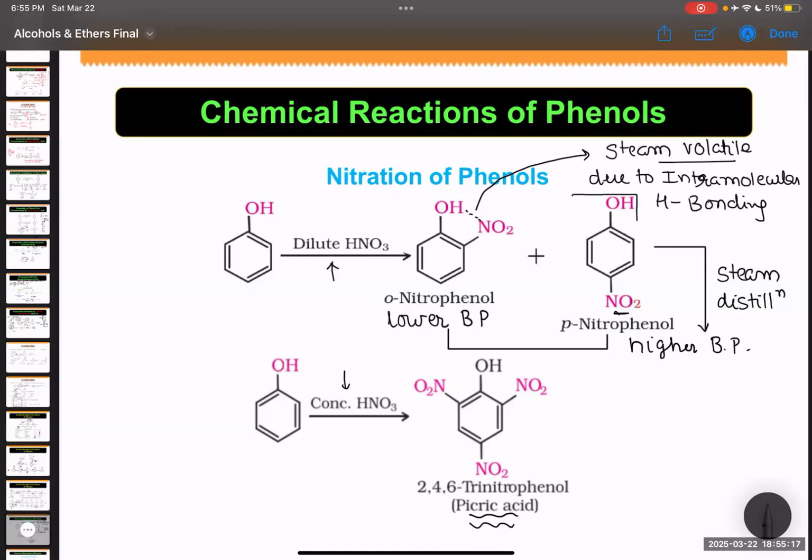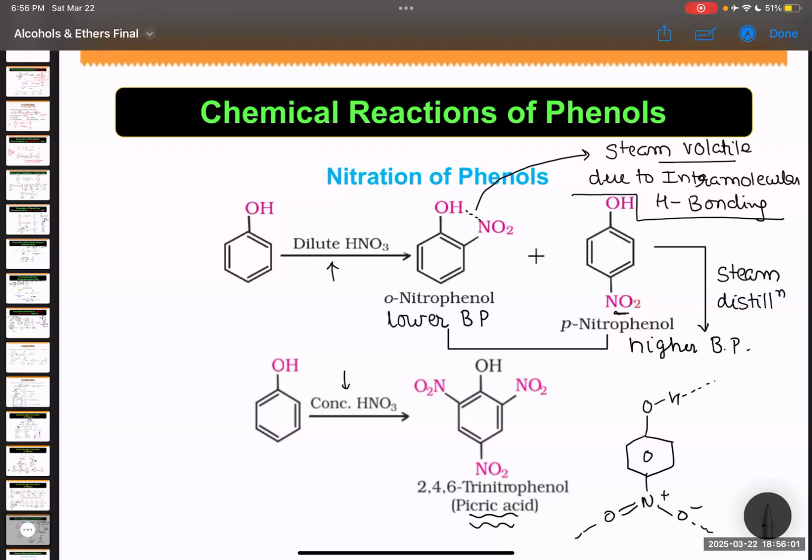But what about para-nitrophenol? In para-nitrophenol, OH and NO2 are far apart. They are not close to one another, as you can see. So the OH group and NO2 group are very far from each other. No intramolecular hydrogen bonding takes place within the molecule. That is not possible. It takes place between different molecules. That is intermolecular hydrogen bonding.